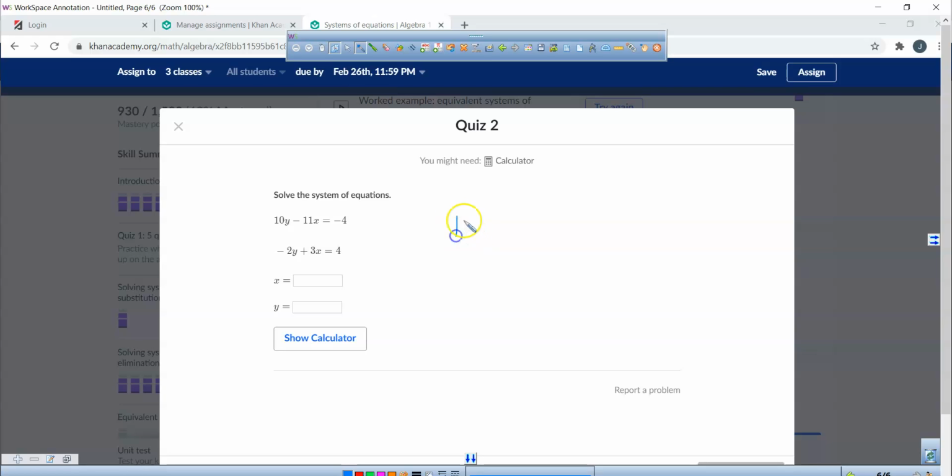So write down 10y minus 11x equals -4. And I'm going to change colors. I'm going to change it to red. -2y plus 3x equals +4. Now, this one's going to be a little bit trickier. It's not going to be that bad.